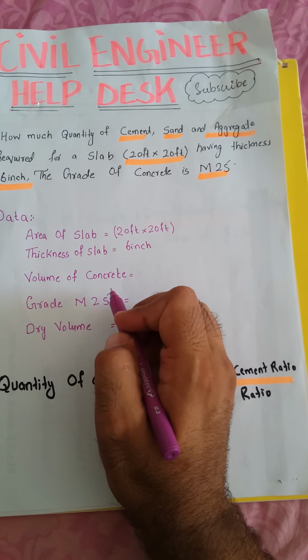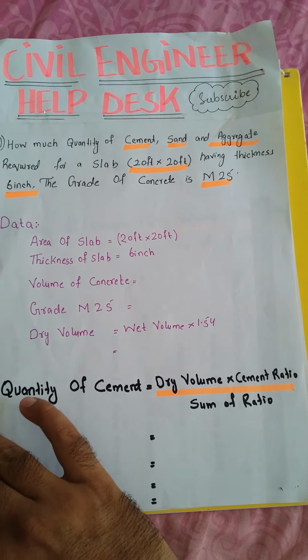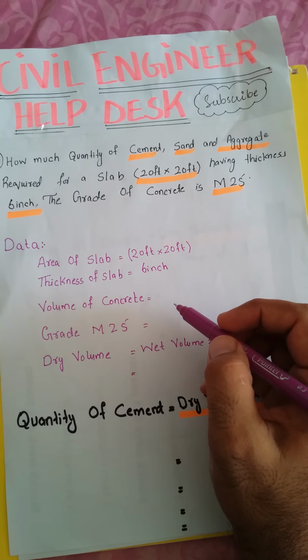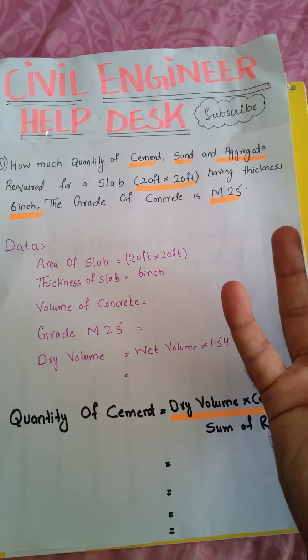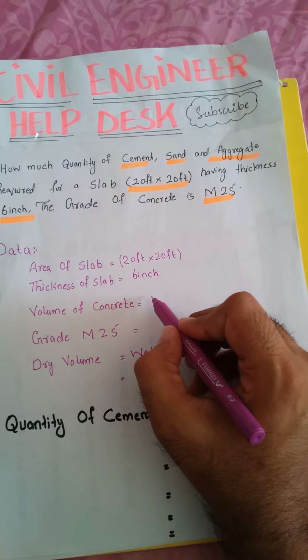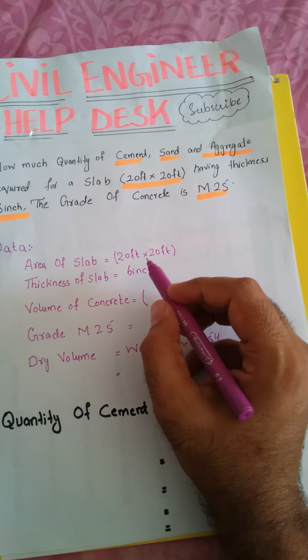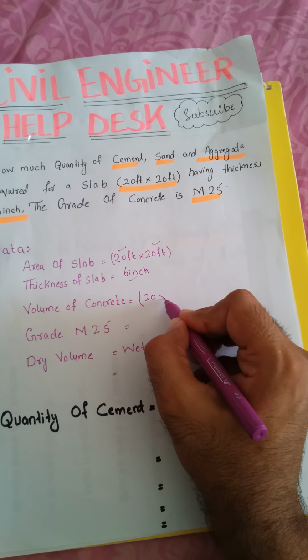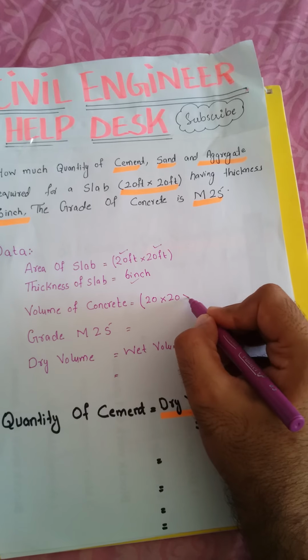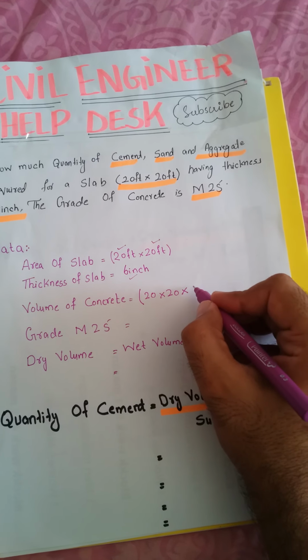Now the formula for volume of concrete is length into breadth into height of slab. So the length of slab is 20, the breadth of slab is 20 and the height, meaning thickness of slab, is 6 inch. If we multiply these factors with each other we will get the volume of concrete.